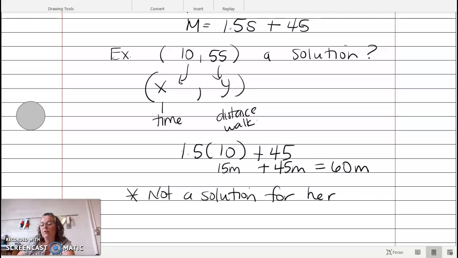But it could be a solution for another person. The only way it would be a solution is if at 10 seconds she ended up getting the 60, not the 55. Okay.